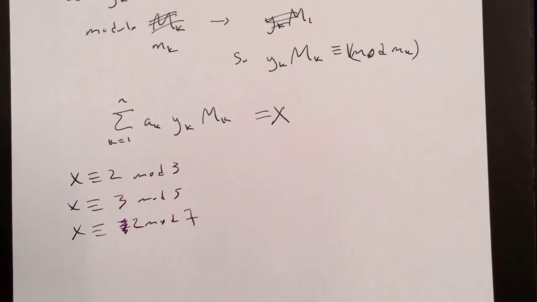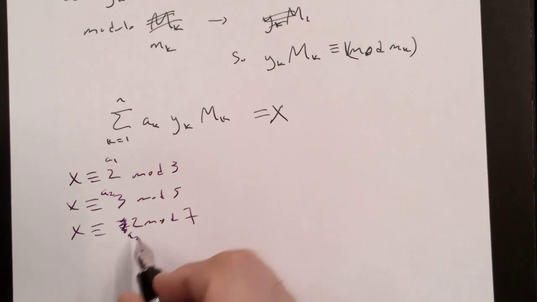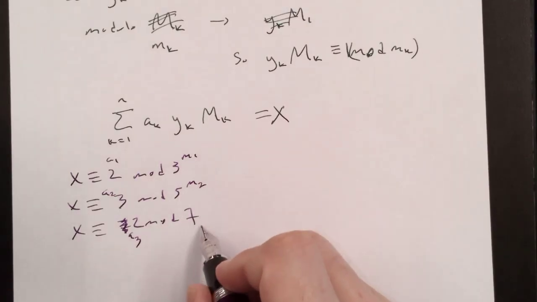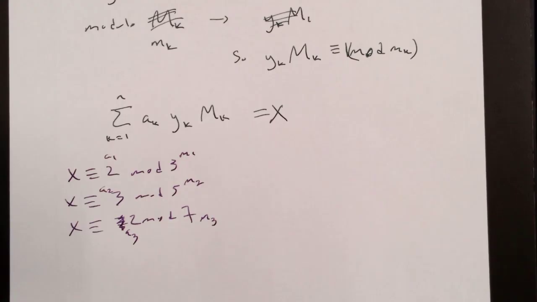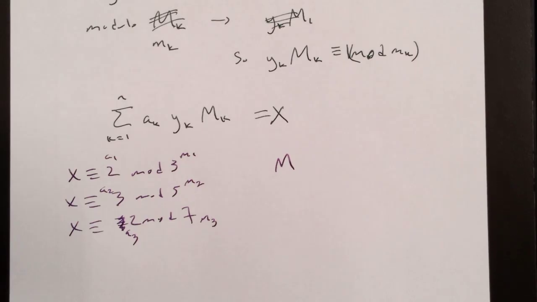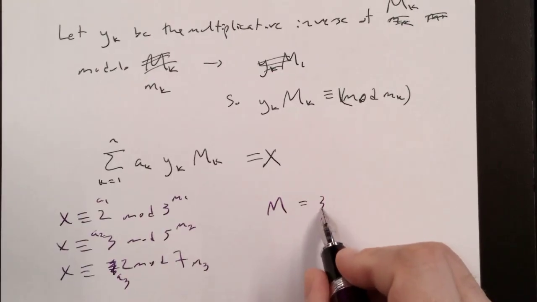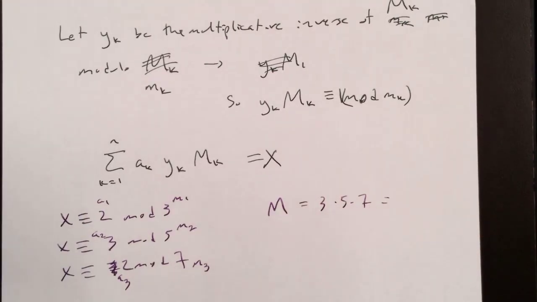Our example was this, right? This was my Chinese puzzle, my eggs. So this is A1, this is A2, this is A3, this is little m1, this is little m2, this is little m3. What is capital M? Scroll back up here. Capital M is the product of all the little m's. That's 3 times 5 times 7. Equals? Yes, calculators again, it's a good thing. 105.